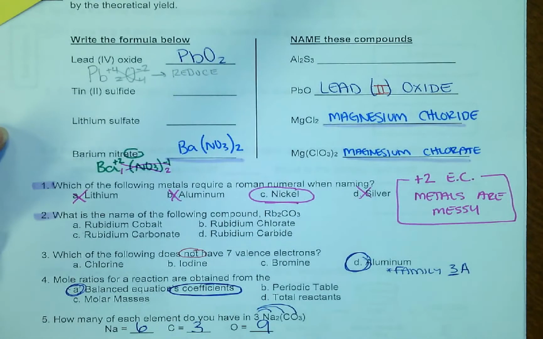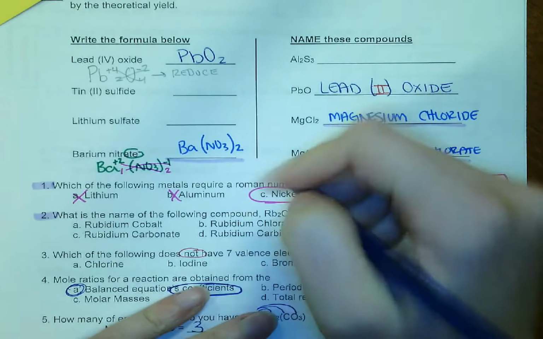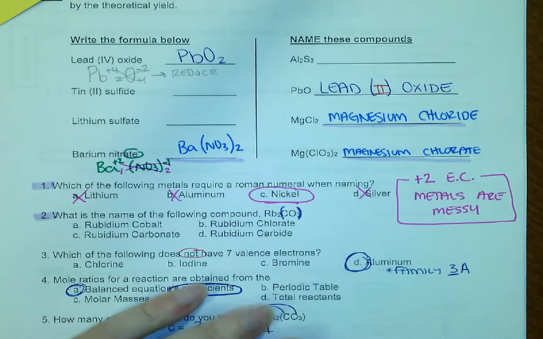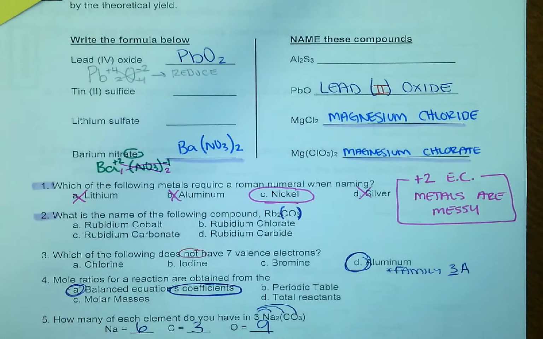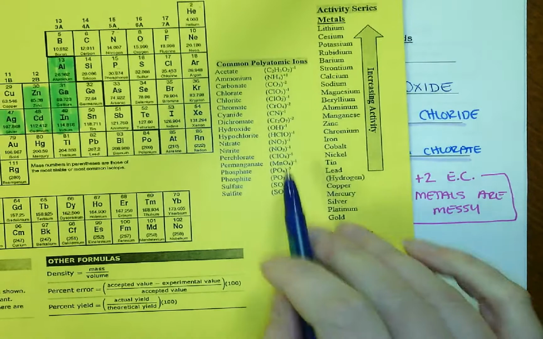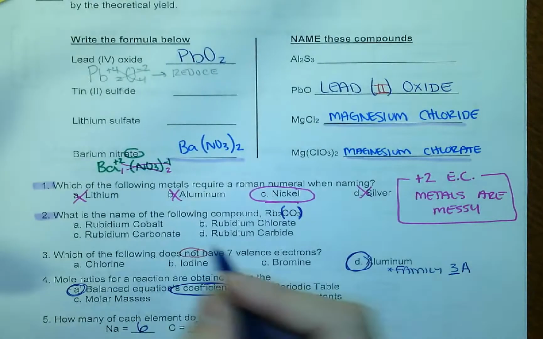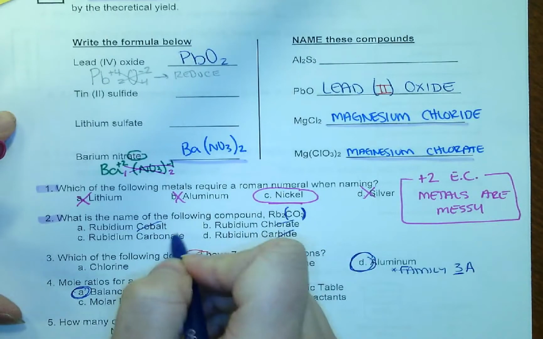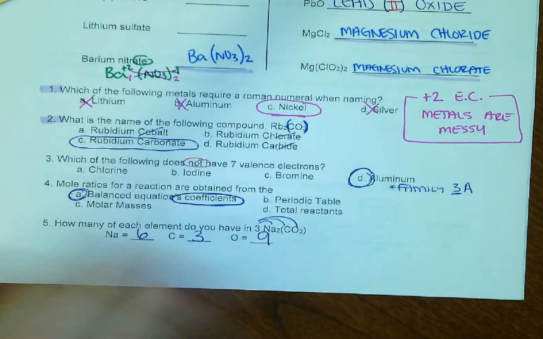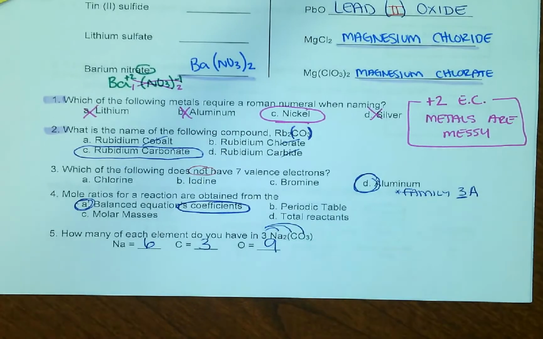Alright, number 2. What is the name of the following compound? Now, technically, this is the correct way to write this. You'll notice that we left the parentheses off for this problem, and that's okay. We're trying to wean you off of always seeing them. But I'm going to find rubidium, and CO3 right here on your polyatomic ion list is carbonate. So not cobalt, not chlorate, not carbide, but carbonate. Don't get thrown off by the missing parentheses there. If you need to check any other answers on this page, feel free to pause it. Otherwise, let's go to page 2.